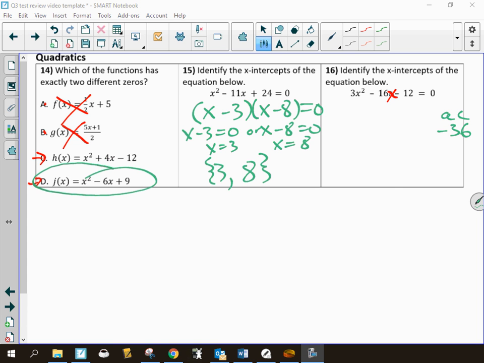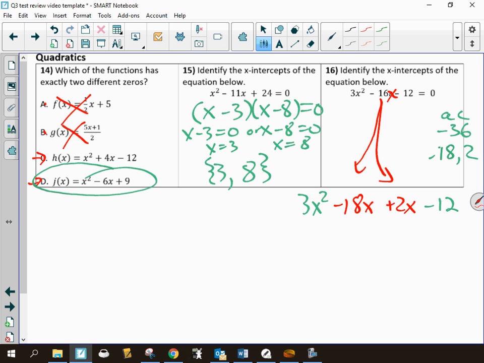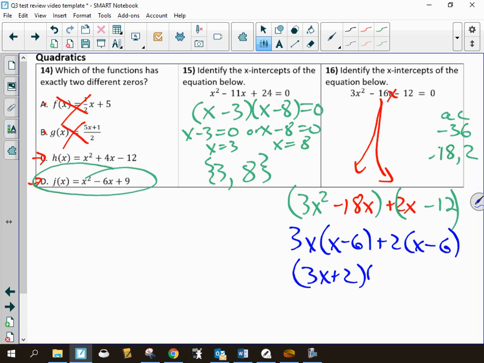So those two numbers will be -18 and 2. So this will be 3x squared minus 18x plus 2x minus 12, because we split -16x into two pieces. And we group, and we pull out the greatest common factor. So this will be 3x times x minus 6 plus 2 times x minus 6. So this will be 3x plus 2 times x minus 6 equals 0.